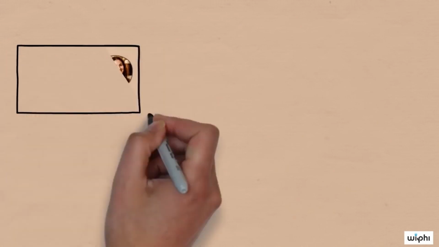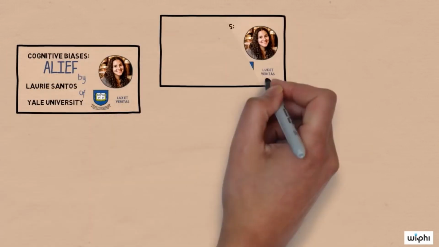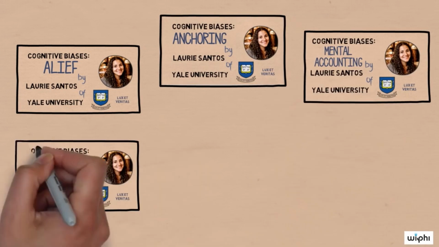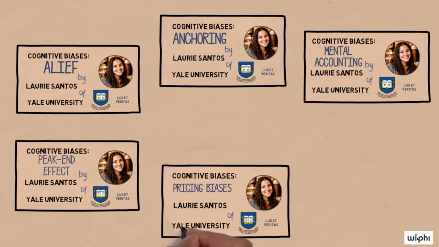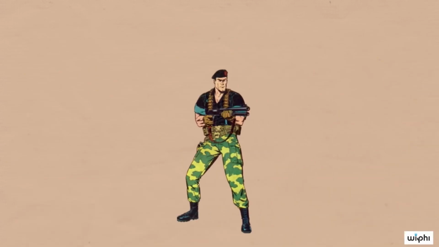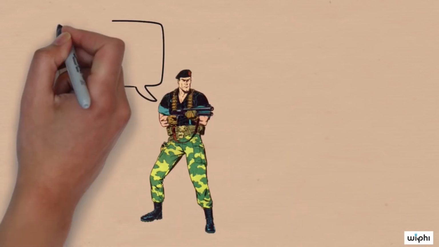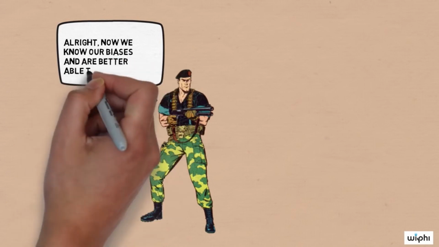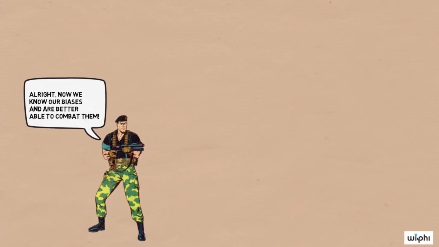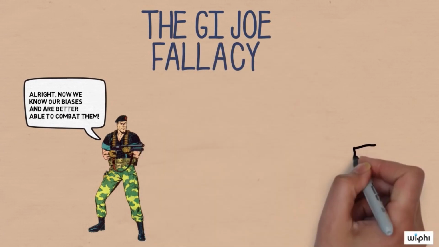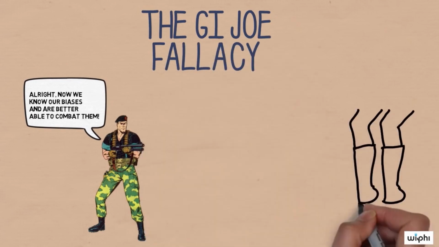If you've watched a bunch of these videos, you've probably gotten a bit better at noticing your biases at work, and knowing that you might fall prey to them. You might also think that knowing about your biases would, naturally, make you less susceptible to them. Unfortunately, it's not always that simple. In fact, if you think knowing your biases is all you need to overcome them, then you'd be falling prey to yet another bias, the G.I. Joe fallacy.